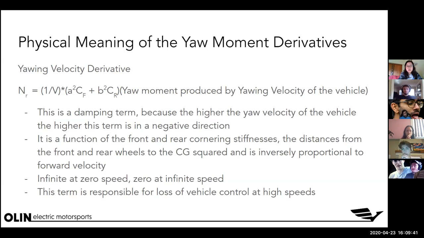So what's interesting about this is in some oversteer cars, what you'll see is there's a certain speed at which this term is so low that any amount of steering input will cause your car to spin out of control. And that's covered further in the chapter, but it's called the critical speed of an oversteer car. And it's kind of interesting. Okay.